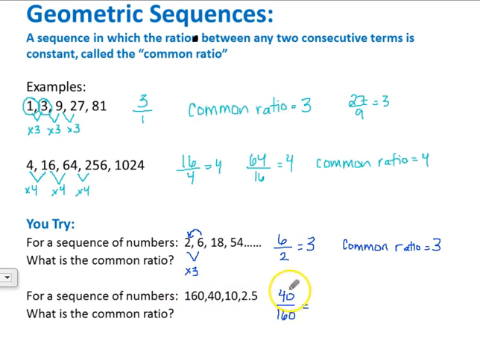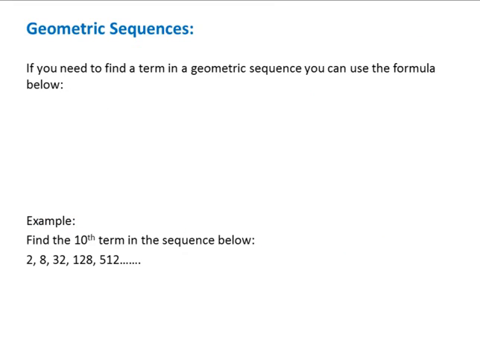And I can reduce that. It looks like we can cross out the zeros, and we've got 4 over 16, which reduces to, we can divide out a 4 of each of those terms, 1/4. So our common ratio of our second sequence here is 1/4. So if we multiply each term by 1/4, we'll get the next term in the sequence, and that works, right? 40 times 1/4 is 10. So I'm going to move on, so if you need more time, go ahead and click pause.